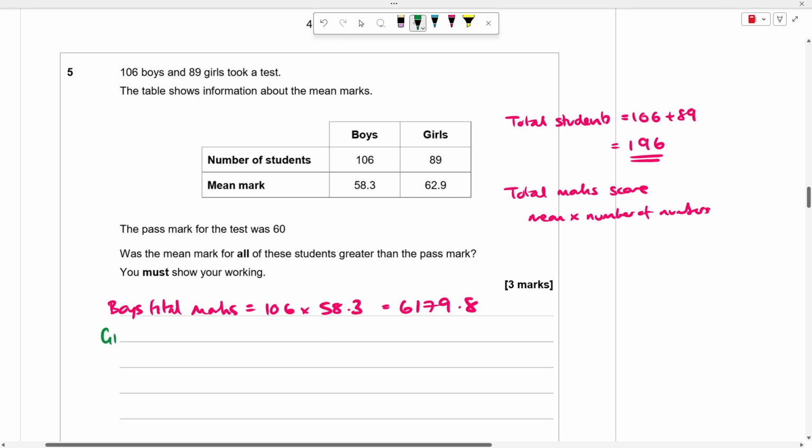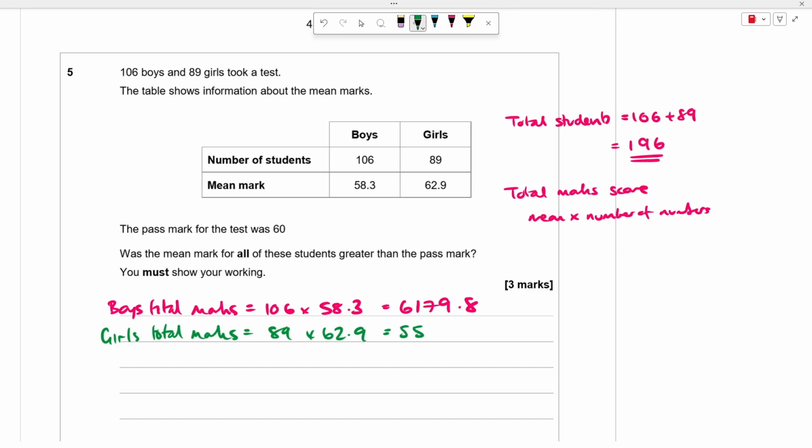Then if I look at the girls' total number of marks, that's going to be 89 multiplied by 62.9, which gives me an answer of 5,598.1. Let me just double check the answer. So then adding up those scores, I get a total of 11,777.9.